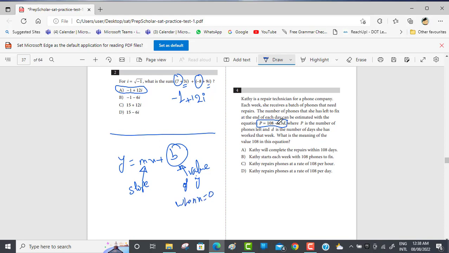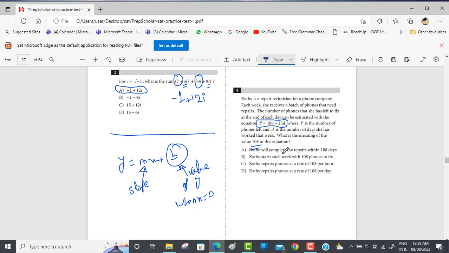So p equal 108 minus 23d, where p is the number of phones left, and d is the number of days. What is the meaning of the value of 108? 108, according to our definition here, is the value of p, the number of phones left when d equal to 0 on the first day. So this is the number of phones to be repaired in the first day.